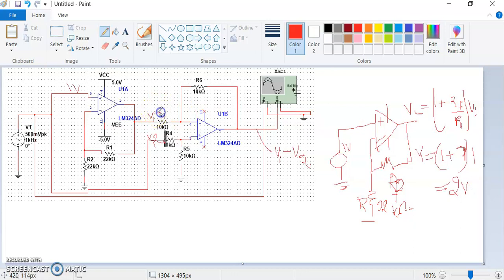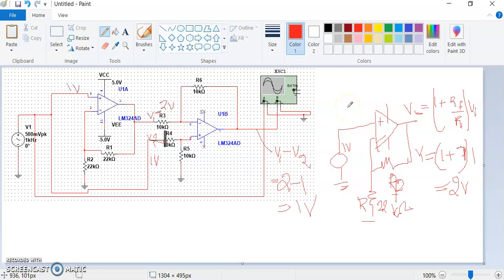Here V1 is 2 volts, and this one is V2. V2 is directly connected to the input, so the peak to peak value is 1 volt. Okay, 2 minus 1 equals 1 volt. So our expected output voltage is 1 volt for the op-amp subtracting amplifier.